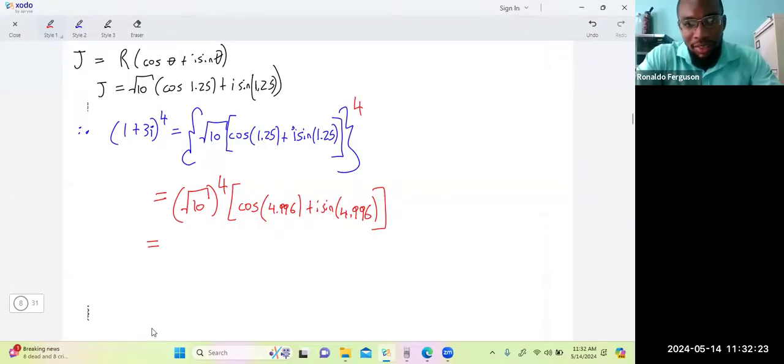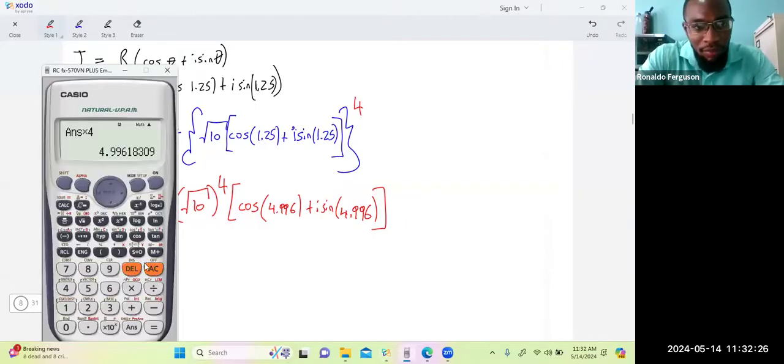Then root 10 to the fourth power. My gosh, cricket is so nice. I was watching this cricket game, but it's really lovely.